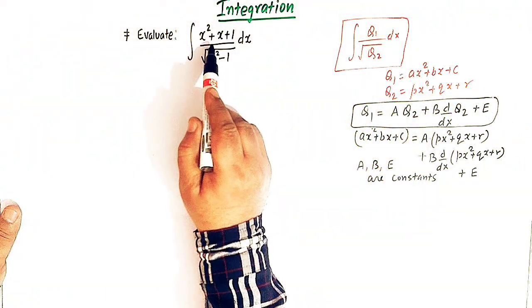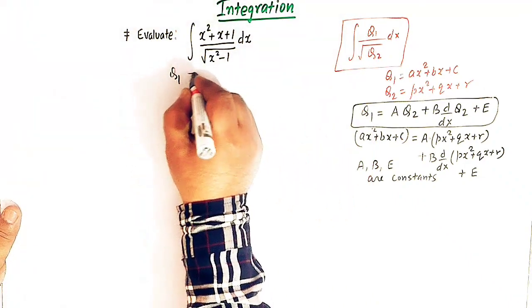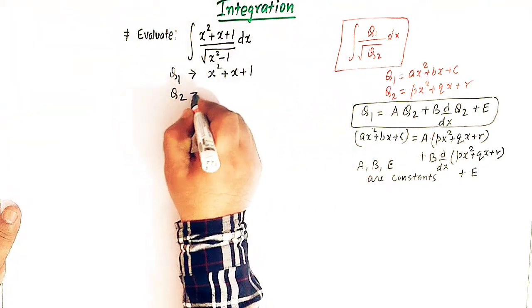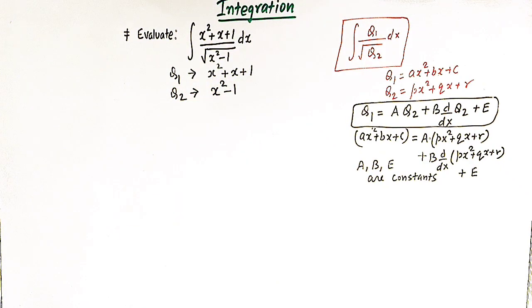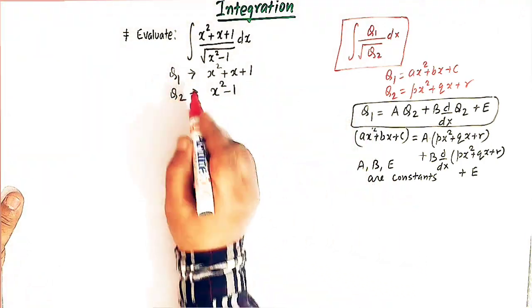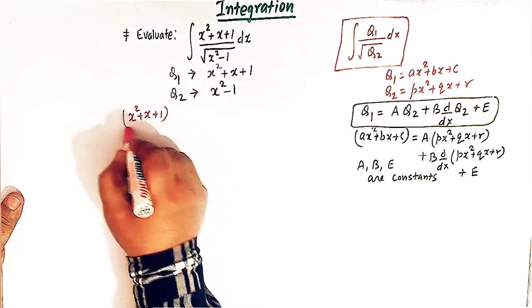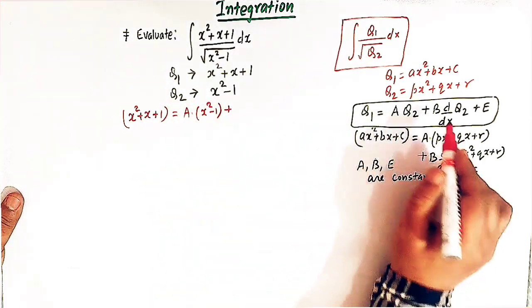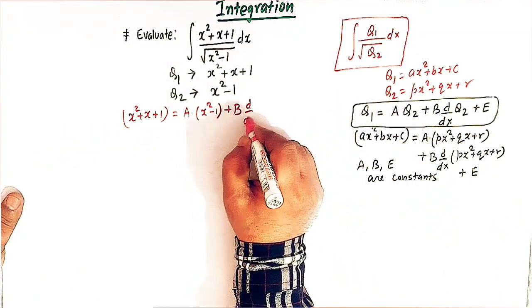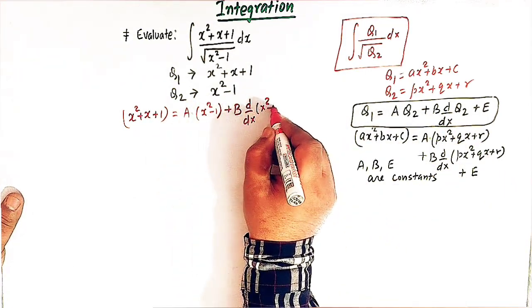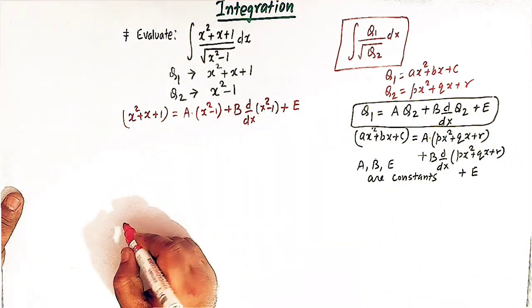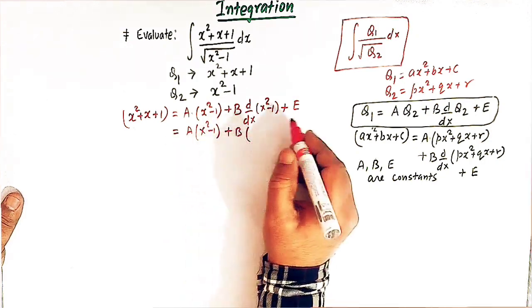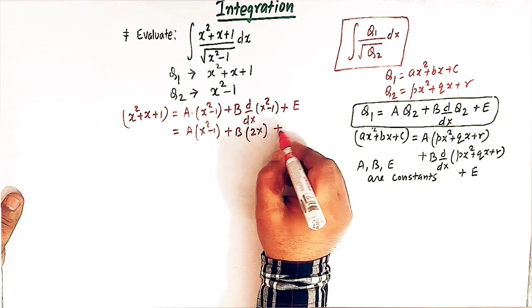So now we can compare this integrand with this one. So q1 is our quadratic polynomial, that is x square plus x plus 1, and q2 is given by x square minus 1. So now let us write q1 as x square plus x plus 1, and here we have the constant a times q2, where q2 is x square minus 1. Then we have b times the derivative of q2, and then we have the constant e. So let us simplify this expression. So we have a times x square minus 1, here we have b times the derivative of x square minus 1, which is simply 2x, and here we have e.